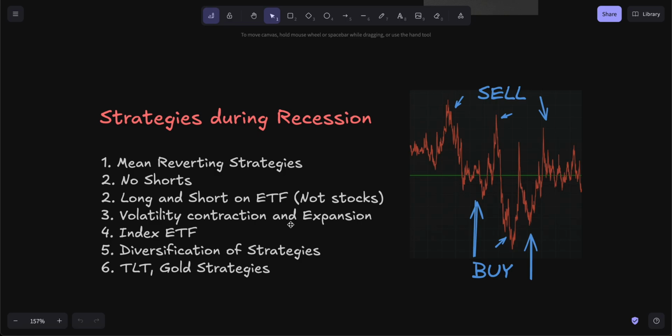We do long and short on ETFs, and there's a reason why we don't do shorts in stocks, because there is an issue with margin requirements, which I will come to in a bit. So long and short on ETFs and not stocks. What quants make use of is the volatility contraction and expansion. Whenever it swings away from the mean, that's when they will sell.